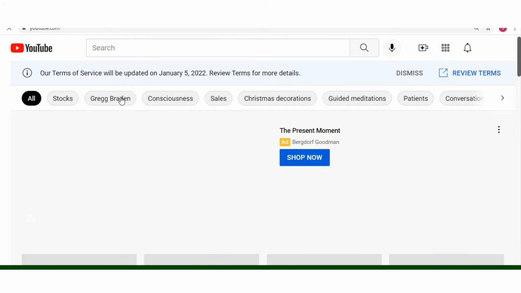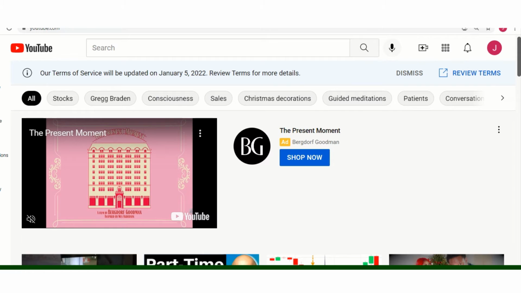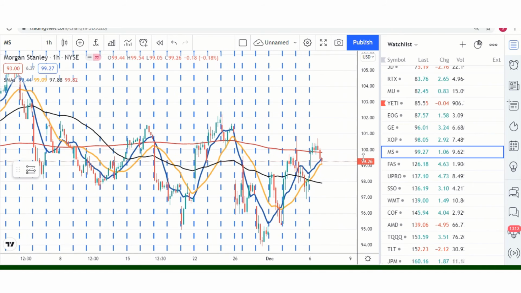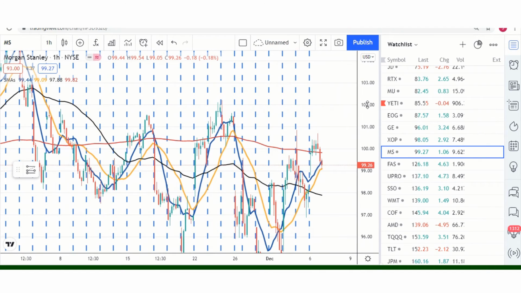Okay, looking at the wrong thing here. All right. So we're looking at Morgan Stanley, and let's see if we can make this a little bit larger. Okay, so let's say you determine that you're going to trade a call option, and you feel that this stock is going to be going up. So as the stock moves up, its value goes up.